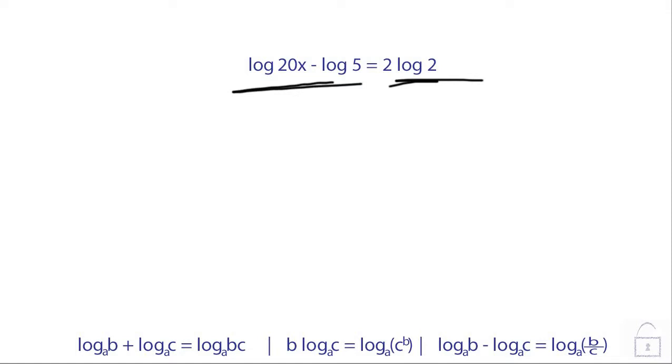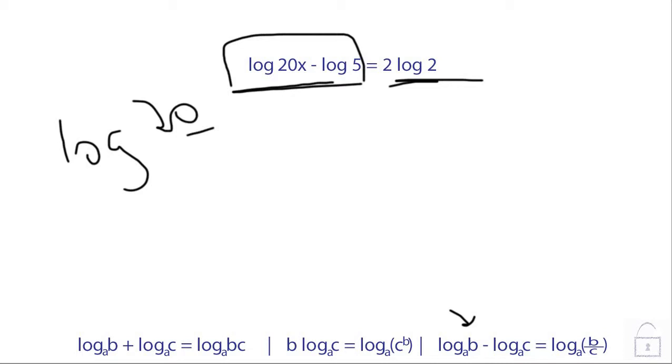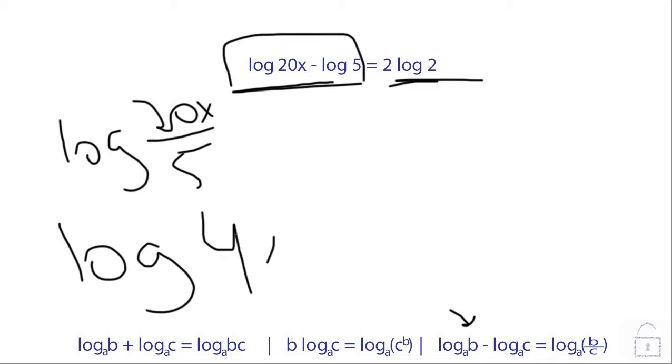All right, so with this first part we're going to reduce the left side. So we know with our log rules that this one is equal to the log of 20x over 5. So let's just rewrite it as log of 20x over 5. And we know that 20x divided by 5 is equal to 4x. So this can reduce further to log of 4x.